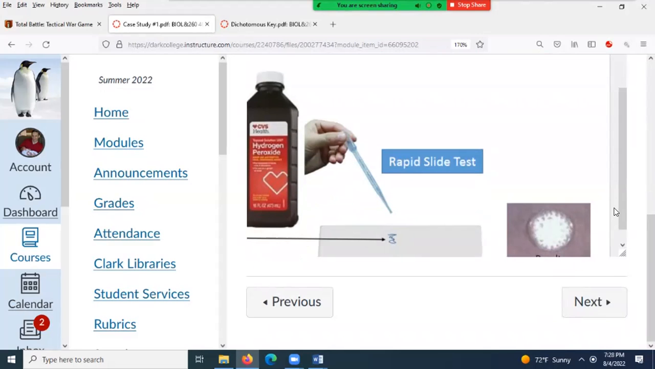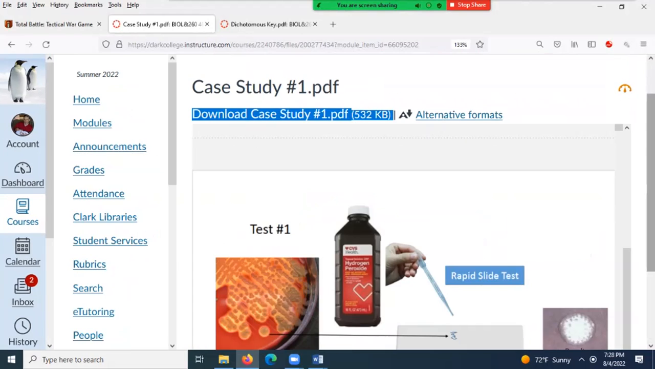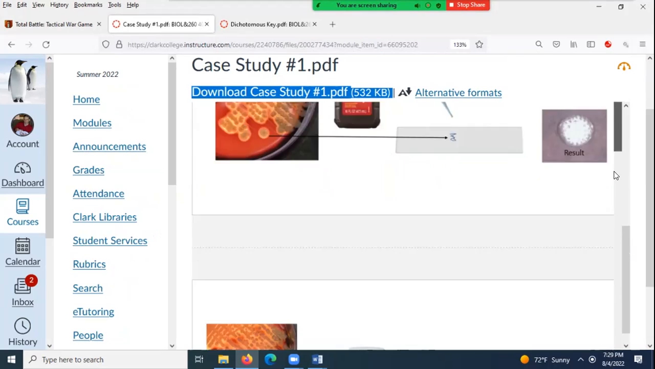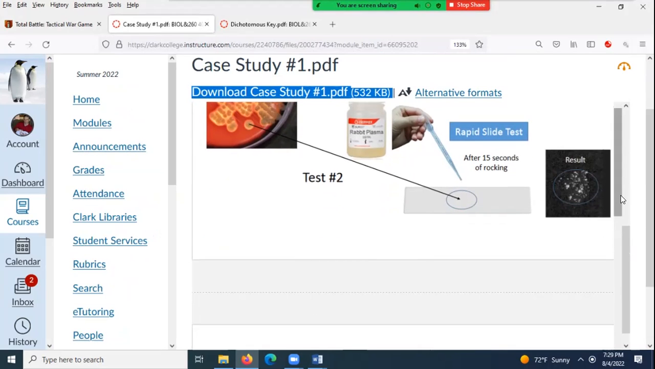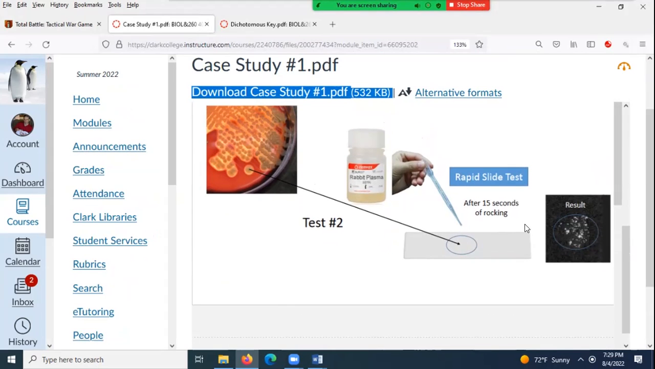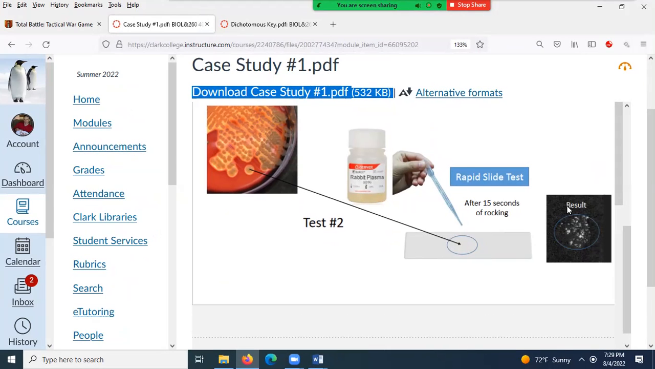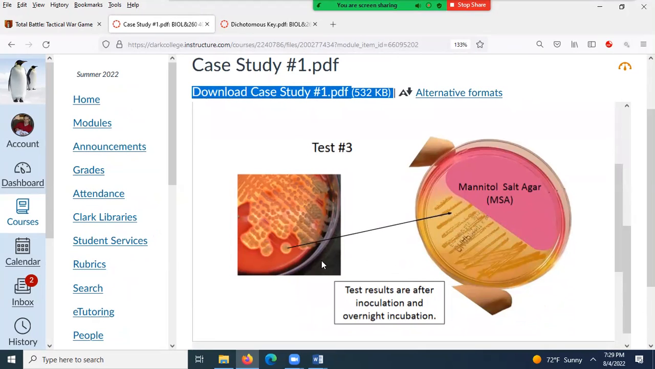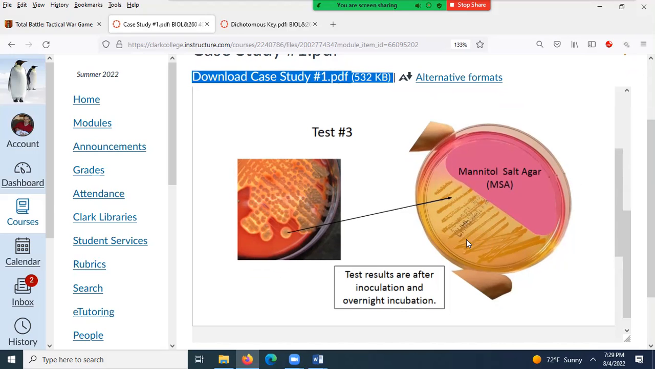And then they did some other tests, the catalase test. There's the result of the catalase test. And then they did the coagulase test. And there's the results of the coagulase test. And then they grew the bacteria on mannitol salt agar. And here's the mannitol salt agar plate.